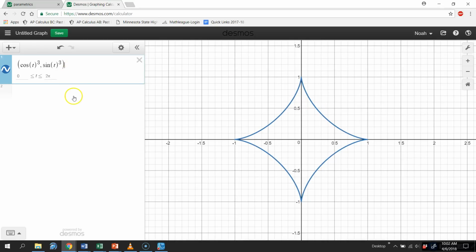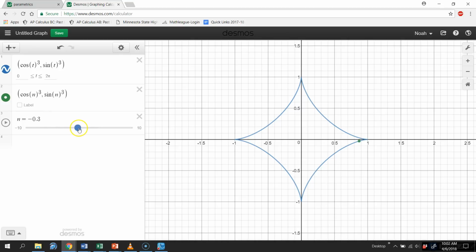No. But what I can do, there's a way to make kind of a tracer for a parametric like this. What you can do is you can do cosine, you just use an n instead, comma, sine n cubed. Add a slider, and this should create a point. So now what we can do is we slide along and we can see what's going on.